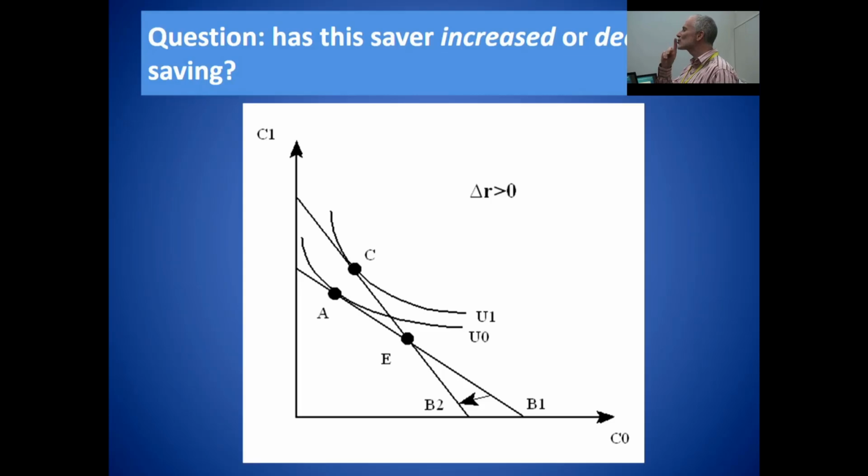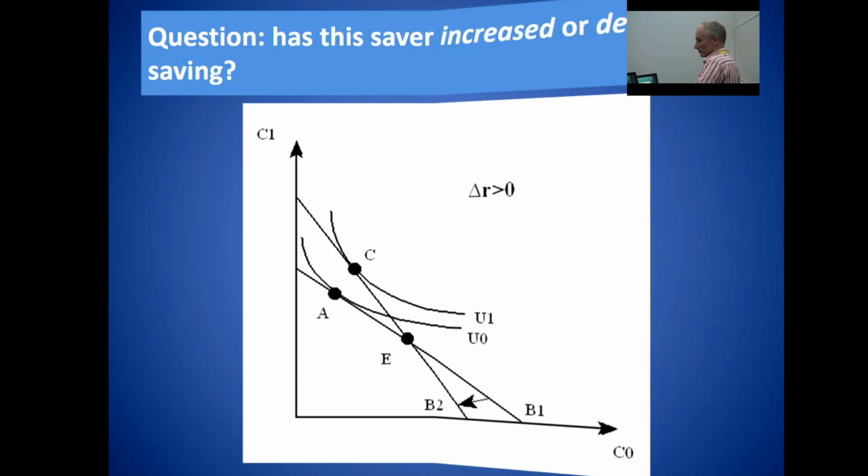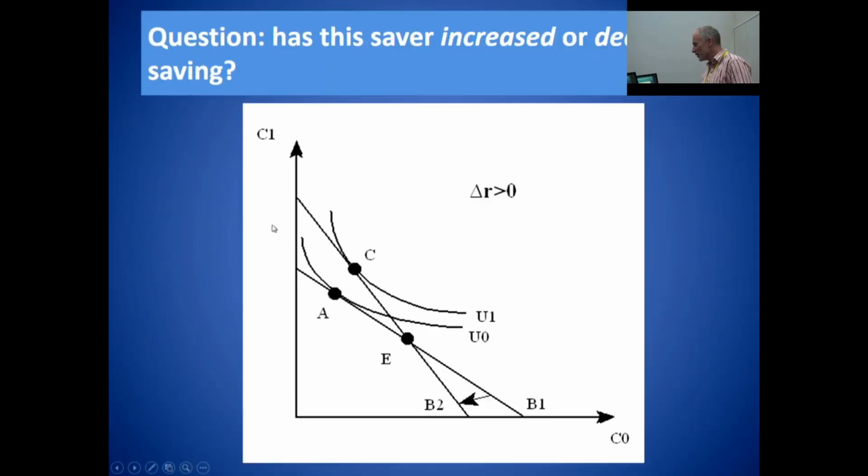What I want to know is whether that person's savings increased or decreased. We say the further to the left you move, that savings increases. So the further away from the endowment point you go, the more you save.